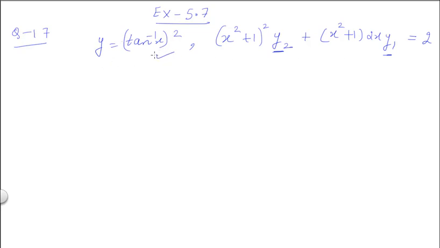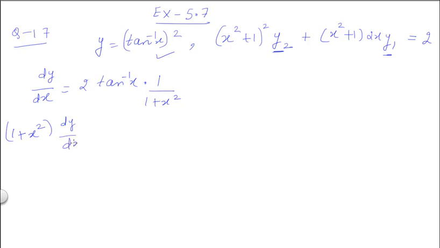So let us differentiate our equation with respect to x first. dy by dx will be equal to, first of power function, you get 2 tan inverse x, then tan inverse x differentiation is 1 upon 1 plus x square. Multiply both sides of the equation with 1 plus x square so that use of quotient rule is avoided, which is more time consuming. So we can write the equation as this now.